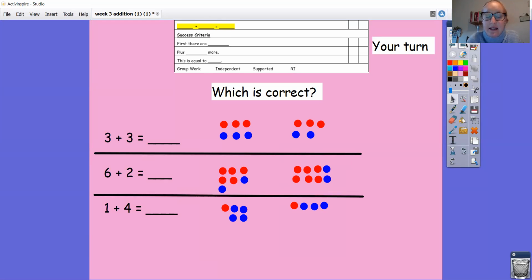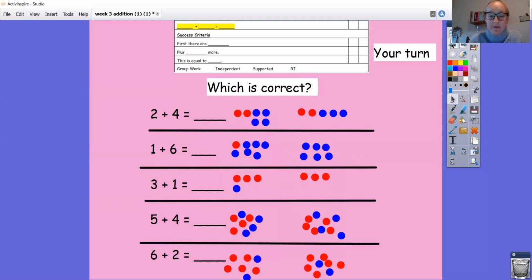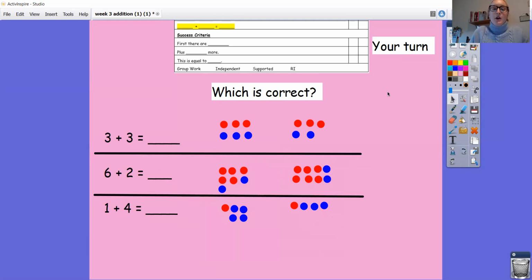And finally, I want to get your brain busting. I want you to have a go at some, which is correct representations. So I've got some calculations down here. And I've also represented them with my dots, which is what we've been looking at today. And I want us to work out here which is correct.